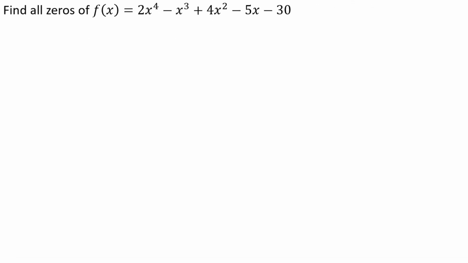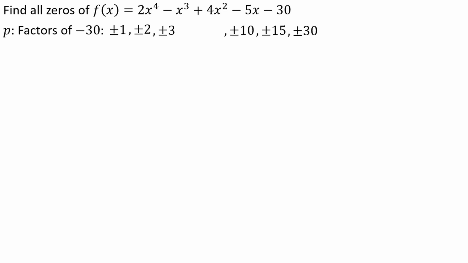Say we have 2x to the fourth power minus x to the third power plus 4x squared minus 5x minus 30, and we want to find all zeros. Our factors of p, which is negative 30, are plus or minus 1 and plus or minus 30, plus or minus 2 and plus or minus 15, plus or minus 3 and plus or minus 10, plus or minus 5 and plus or minus 6, and the factors of 2 are plus or minus 1 and plus or minus 2.